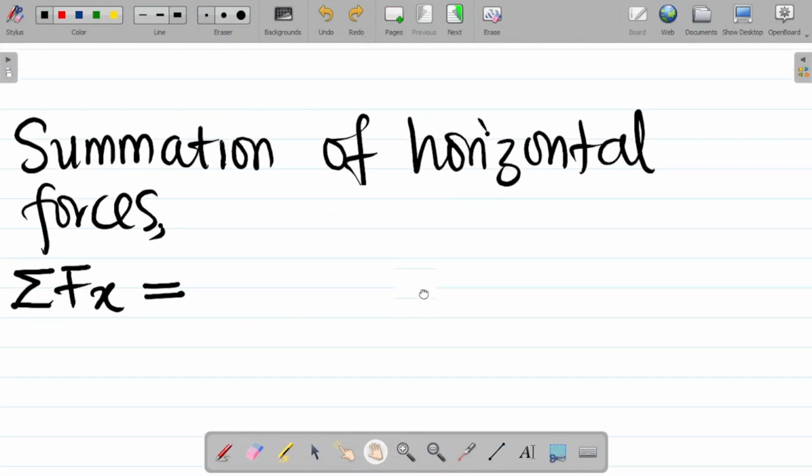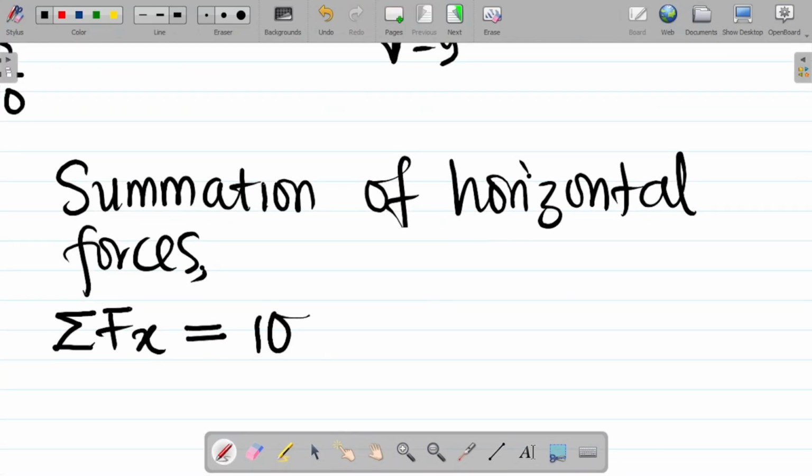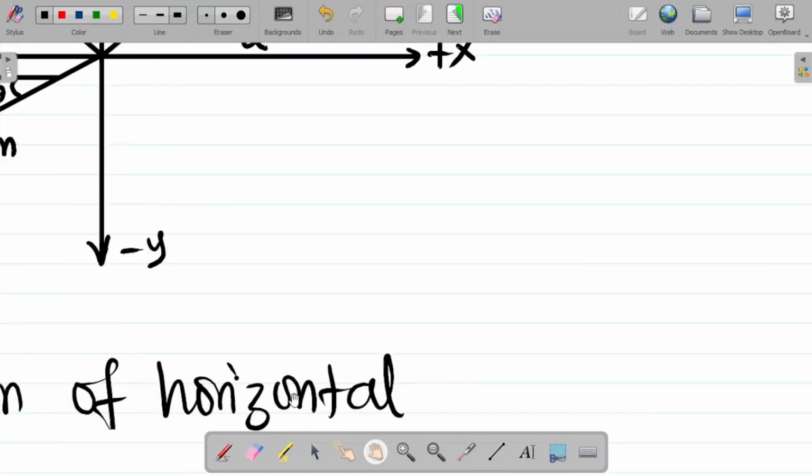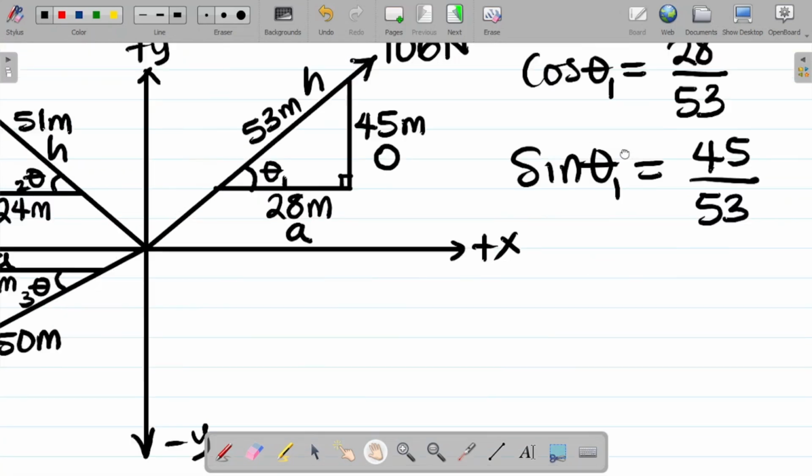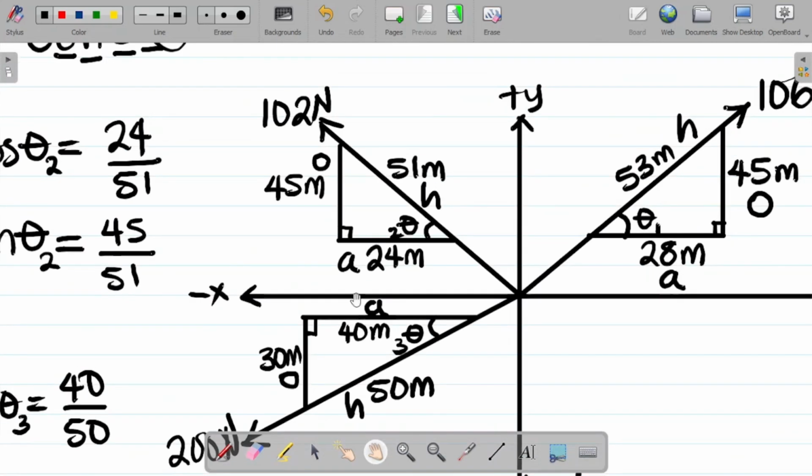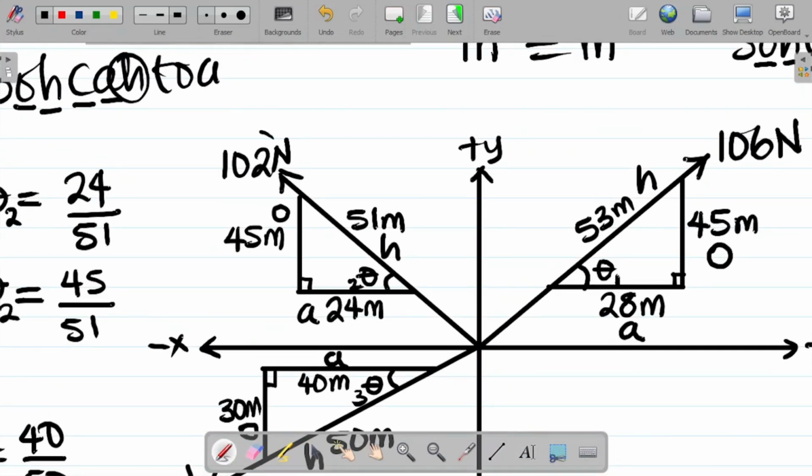All right, that becomes 106. That's positive cosine theta 1. So resolving to the x-axis is always cos theta 1. We've explained that in our previous class too. Okay, the next one there, we have 102 Newton, which is this one here.